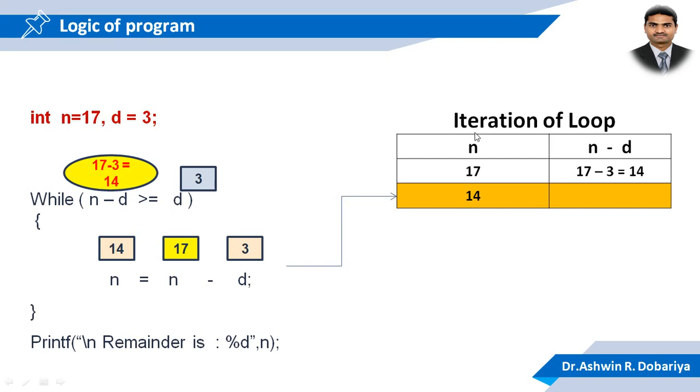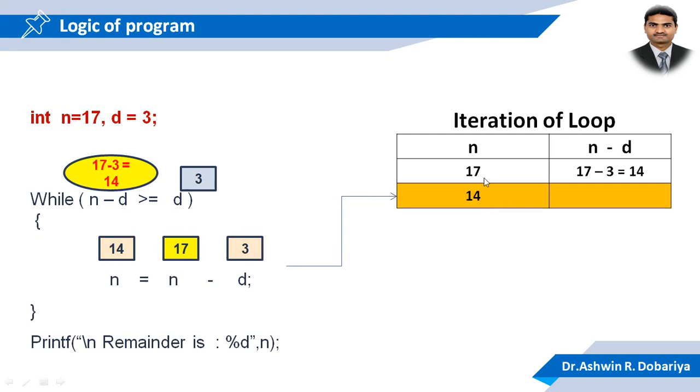So here the initial value of n is 17, then n minus d: 17 minus 3 becomes 14. Then 14 is greater than d. Yes, d is 3, so this condition becomes true. Then what is the operation? Whatever number is there, we have to subtract the divisor value. So the number is 17 initially, the divisor is 3, so it becomes 14.